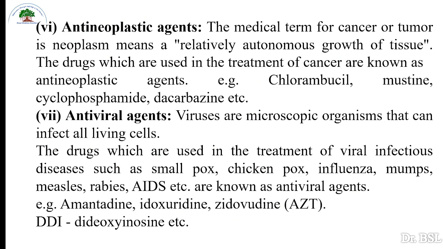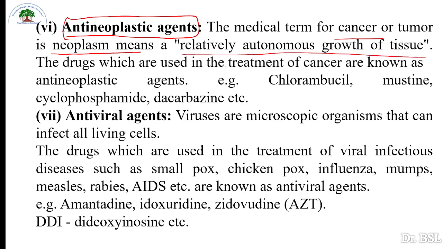Sixth is anti-neoplastic. The medical term for cancer or tumor is neoplasm, meaning relatively autonomous growth of tissues. So anti-neoplastic agents may be called anti-cancer agents. The drugs which are used in the treatment of cancer are known as anti-neoplastic agents, for example chlorambucil, mustine. These are examples.